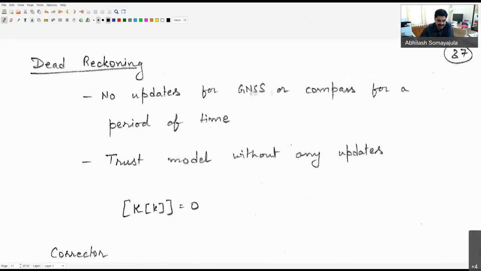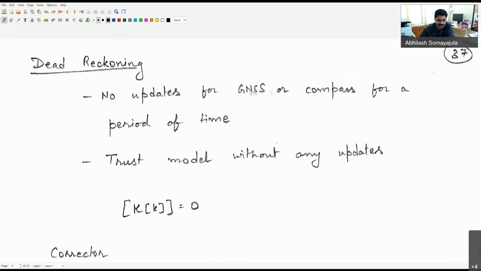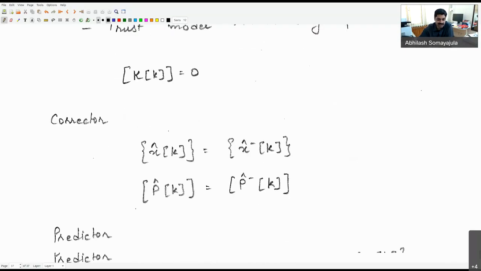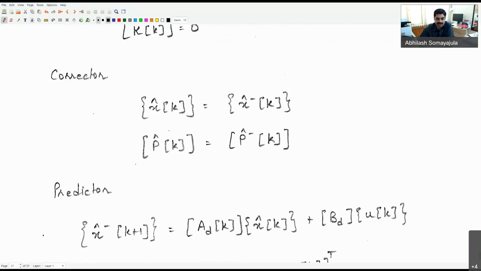To summarize everything, maybe something which I just missed here was dead reckoning. When we do not have an update from a GPS or a compass, we do the same as what we did before. We will trust the model to do its thing, and we'll set the Kalman gain equal to zero so that the corrector step will give me the same value as what was coming from the prediction. And as and when an output is coming in, you will then be modifying this corrector step to make sure that the correction is happening based on the latest measurement.